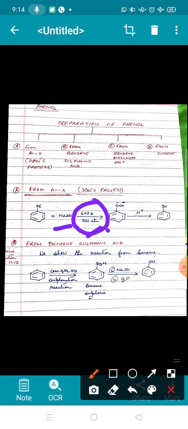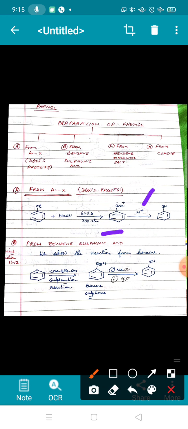Then in the beginning, sodium phenoxide is formed because phenol is acidic and NaOH is a base. So acid-base reaction takes place to form the salt of phenol, that is sodium phenoxide. You may write down the name of this, sodium phenoxide. So to get phenol from its salt, you have to add acid, maybe HCl or H2SO4, dilute, and you get phenol. So this is the Dow's process, we have learned it before. Industrially it is not very feasible because to attain 623 Kelvin and 300 atmospheric pressure is not an easy task.